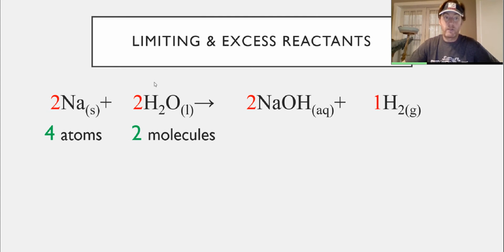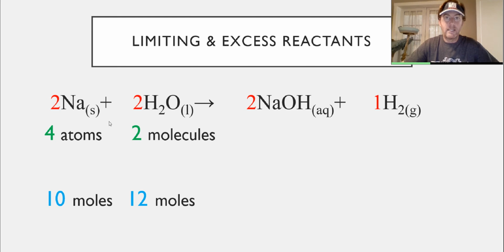Well, the other way is to just flip it around and look at it from the other side. What if I look at it from the water and think, well, for every water, I'm going to need a sodium. So if I have 2 waters, I'm going to need 2 sodiums. But I was given 4 of them, so I have more than I need. So that tells me the sodium is in excess. Therefore, the water must be the limiting again. So either way you do it, you should get the same answer.